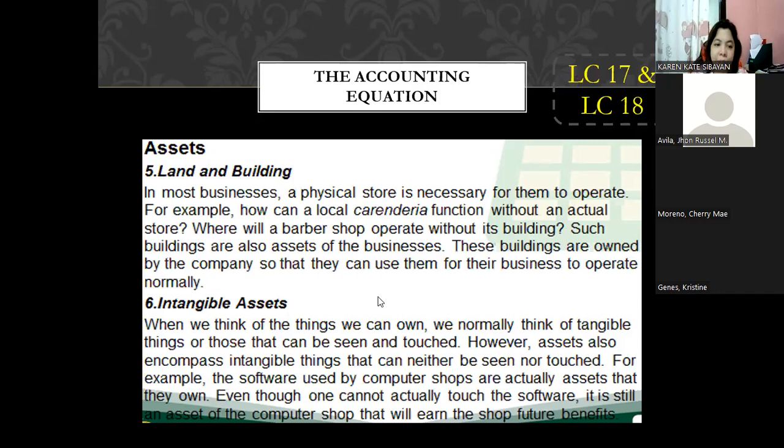No? Okay? So anyway, in most businesses, a physical store is necessary for them to operate. So for example, how can a local karinderya function without an actual store? So kung nag-e-entrep kayo, these are your booth. Okay? Yung building na ginawa nyo. Tapos kunwari kung sa MNHS kayo nagpatayo, so yung land ninyo is yung MNHS. Okay? So how can a barbershop operate without its building? Such buildings are also assets of the businesses.